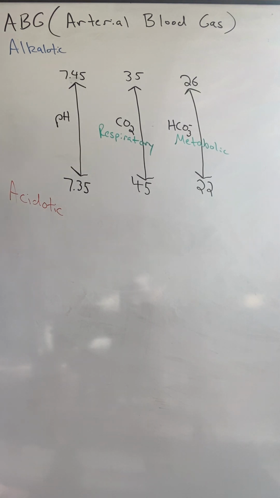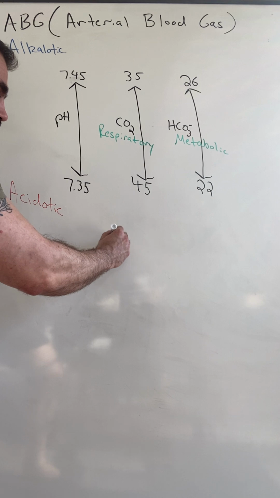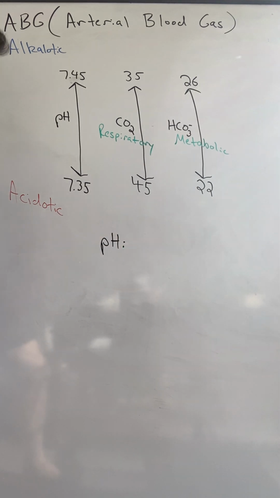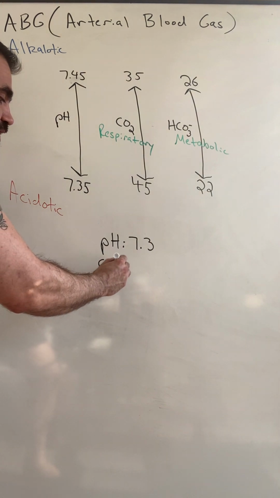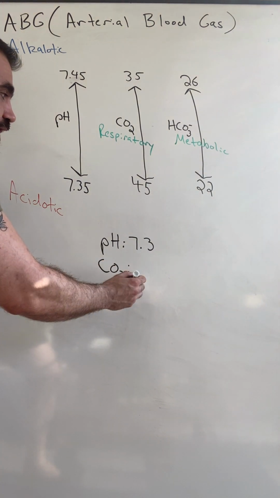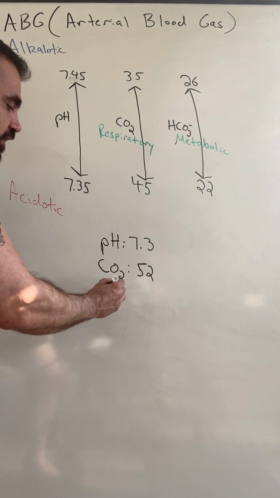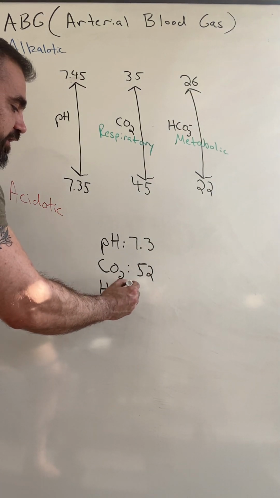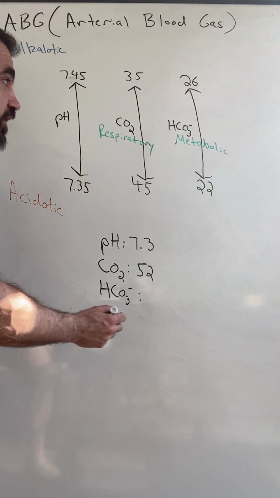Okay, so let's do a practice problem. You're given 3 values. Let's say your pH is 7.3. Let's say your CO2 is 52. And your bicarb, HCO3 negative, is 24.